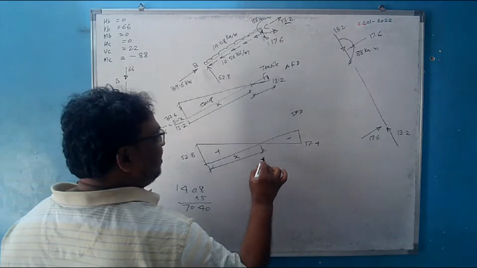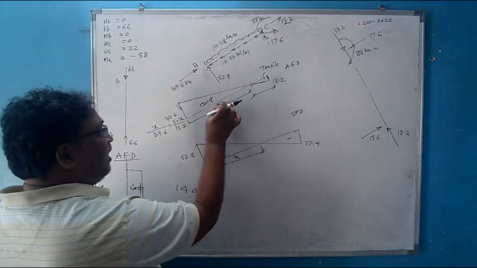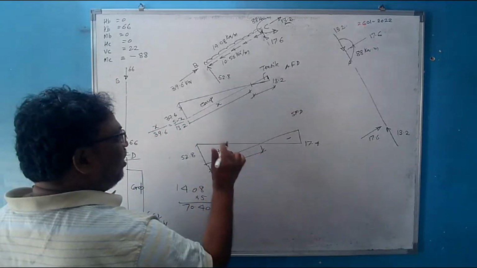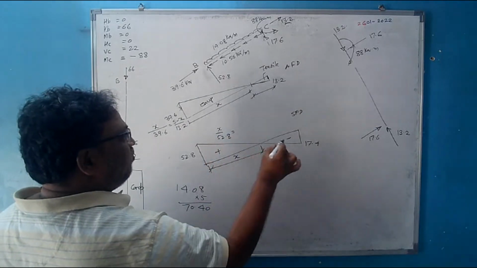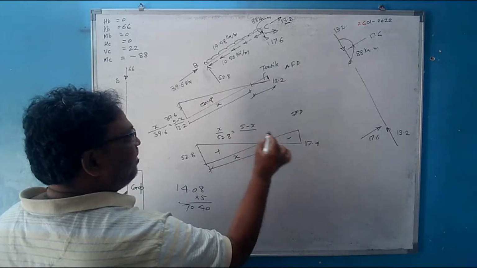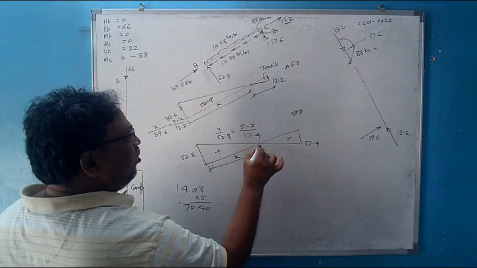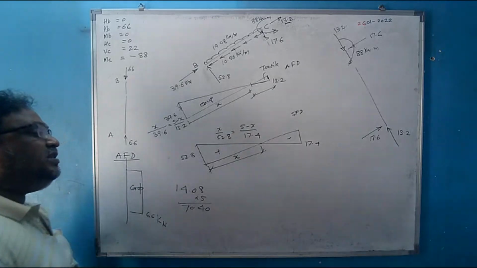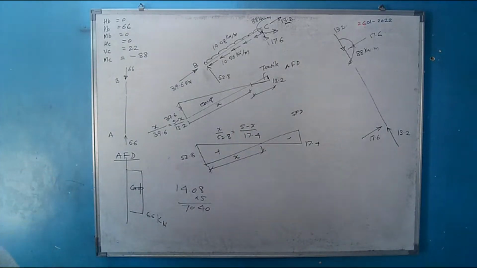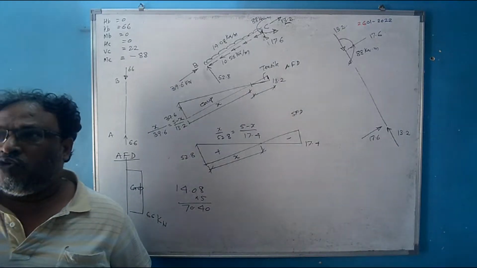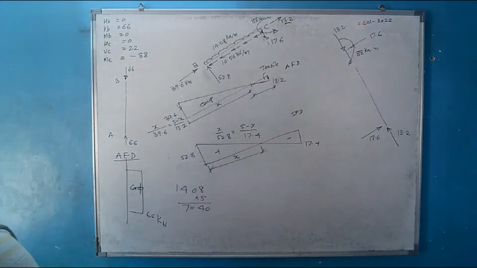Let you call this as x. So now here ये x ये है, यहाँ के लिए जो x रहेगा, it is x divided by 52.8 must be equal to 5 minus x divided by 17.4. You get this position where the shear force is zero. You need to locate the prominent point, the point where the shear force is zero.